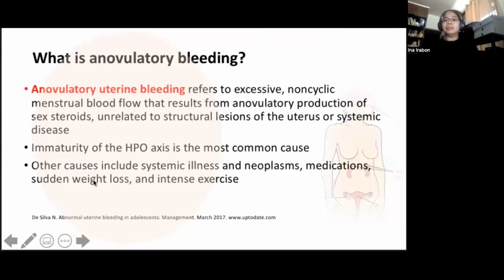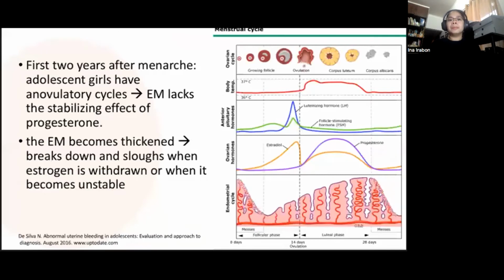Anovulatory bleeding refers to excessive non-cyclic menstrual blood flow that results from anovulatory production of sex steroids, unrelated to structural lesions of the uterus or systemic disease. And again, the main cause of this will be an immature HPO axis. It is expected, of course, that during the first 2 years following menarche, adolescent girls will really have anovulatory cycles. It's expected that they have an immature HPO axis.